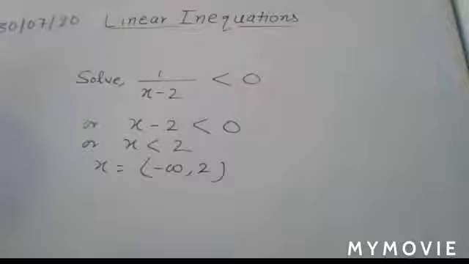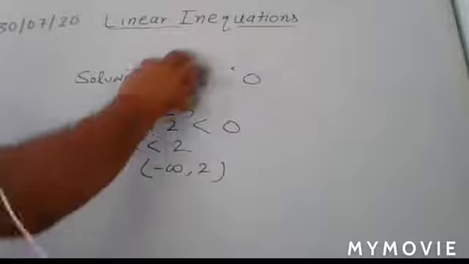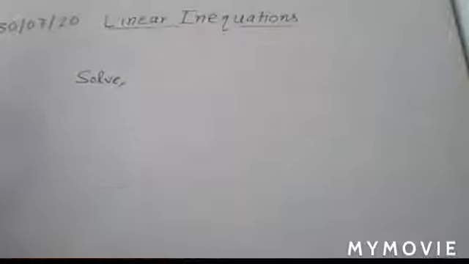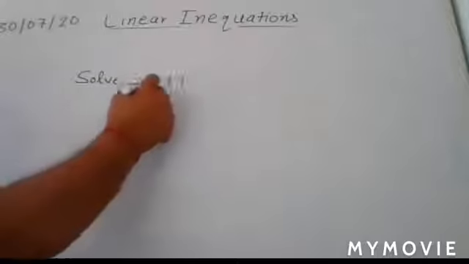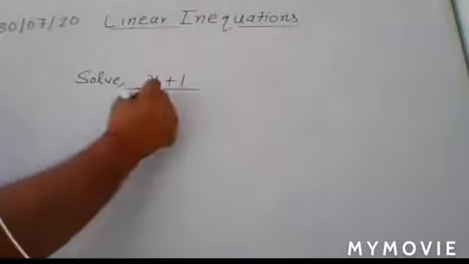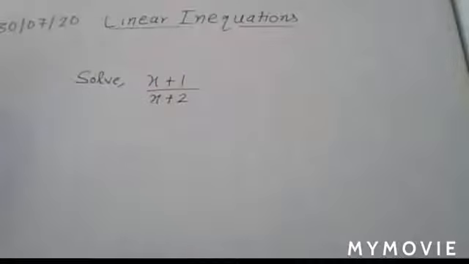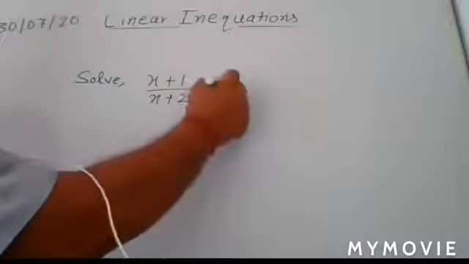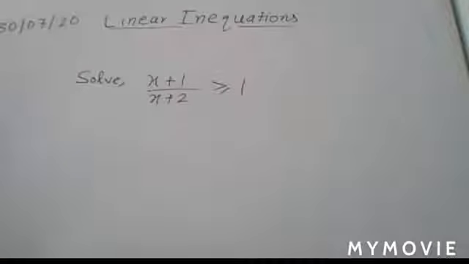In the same way, try to solve the next question. Here it is given: x plus 1 upon x plus 2 is greater than or equal to 1, and you have to solve it. Are you going to multiply this denominator to the right side? No.